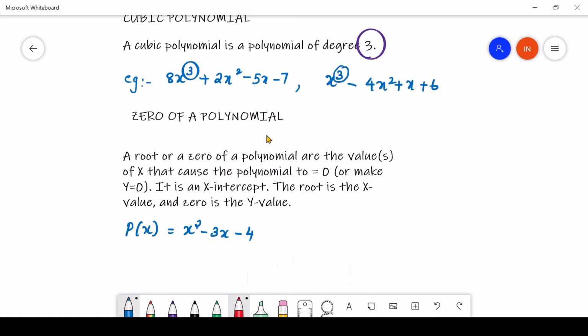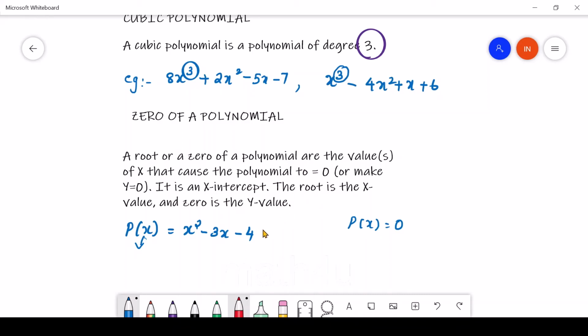So the zero of a polynomial means a value that, when we put it for x, makes p of x equal to 0, or y equal to 0. We can also write y is equal to this polynomial. So it is an x-intercept when you draw the graph. The root is the x value and the 0 is the y value.